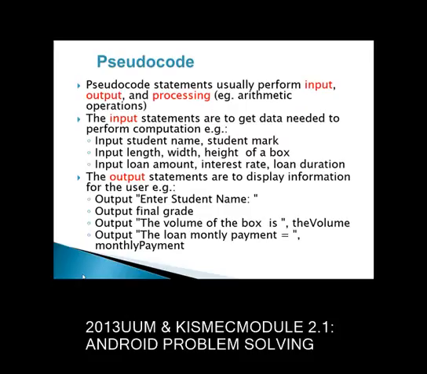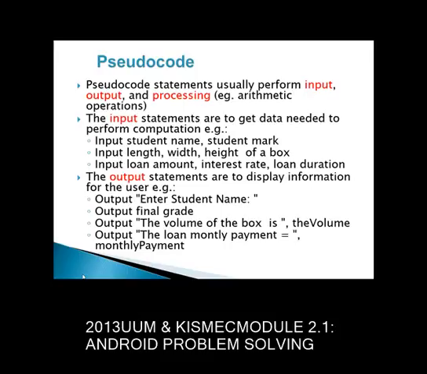So in pseudocode, basically statements perform input, output, process. So you have input, process, output. For example, arithmetic. You have A plus B equals C. So you have two inputs A and B and then one output, and plus is the operation. Simple as that.